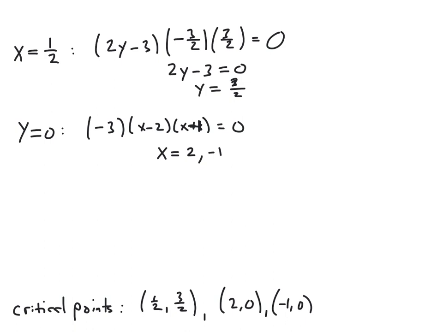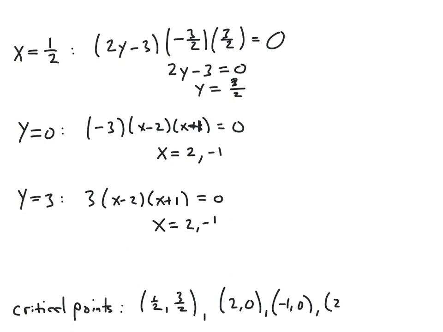Similarly, for y equals 3, when we substitute that into the equation f sub y equals 0, we get 3 times x minus 2, x plus 1. Only the first factor has changed, because it's the only one that involves y. Again, we're going to get the same two values of x. And so this gives us two more critical points. We have 2, 3 and negative 1, 3. And so this list of 5 critical points is our entire list.